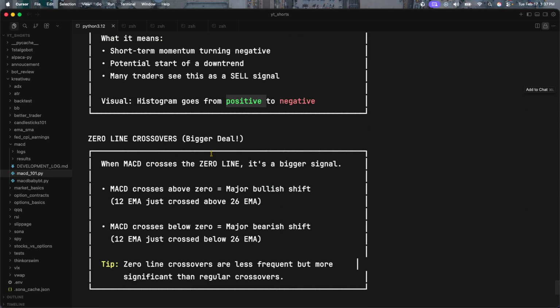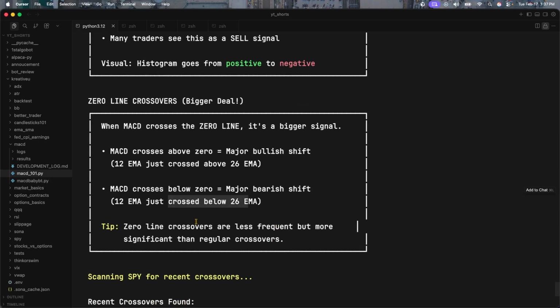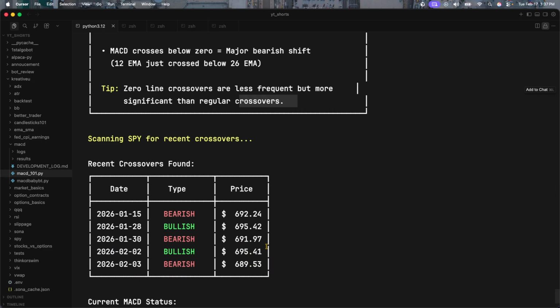So 0 line crossover is a bigger deal. When MACD crosses the 0 line, it is a bigger signal. So MACD crossing above the 0 line is a major bullish shift. So the 12 EMA just crossed above the 26 EMA. MACD crossing below is a major bearish shift. So we think that the market is going to go up, or we're thinking that the market is going to go down. And when this happens, the 12 EMA just crossed below the 26 EMA. Pro tip here is that zero line crossovers are less frequent, but more significant than regular crossovers.